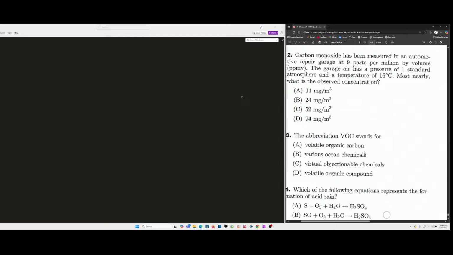Volatile organic compounds. So VOCs are volatile organic compounds like alcohol, all these compounds that when you expose them to the atmosphere, they evaporate so quickly. So that's what VOC stands for, volatile organic compound.